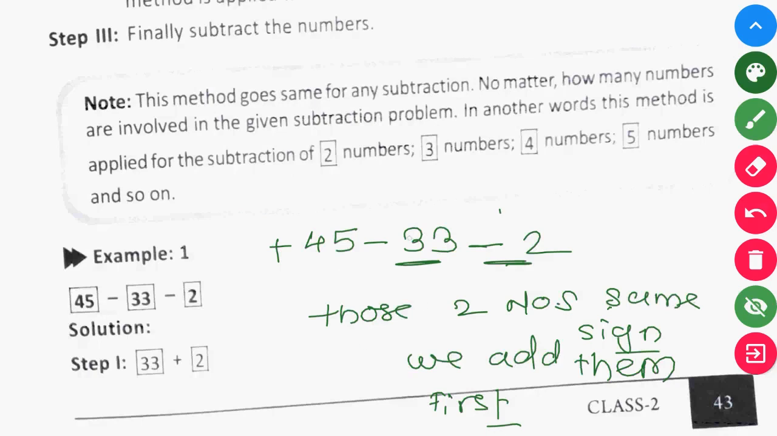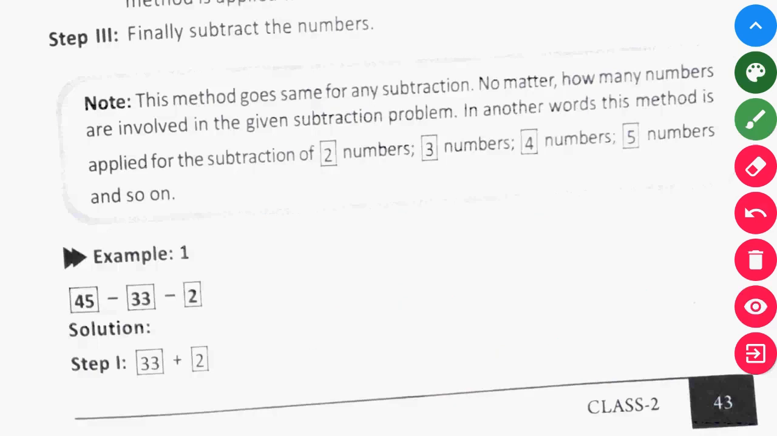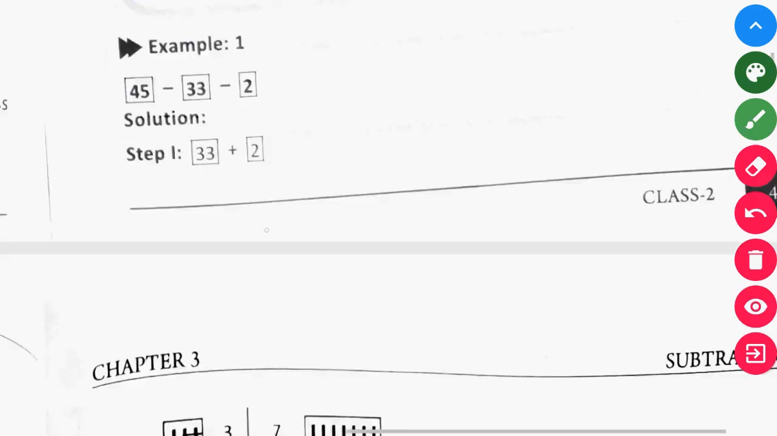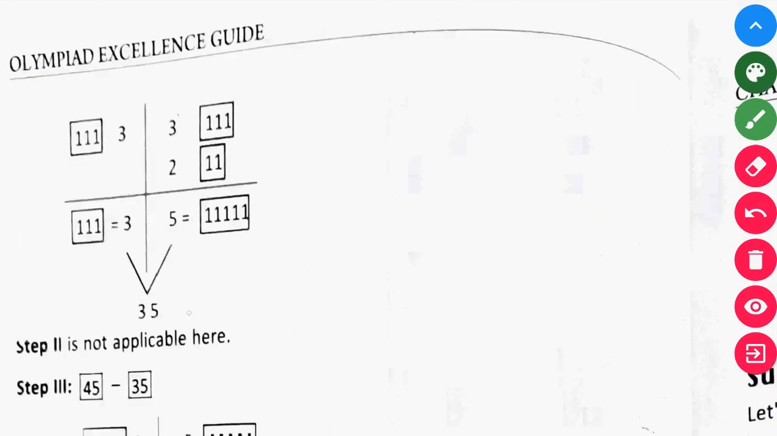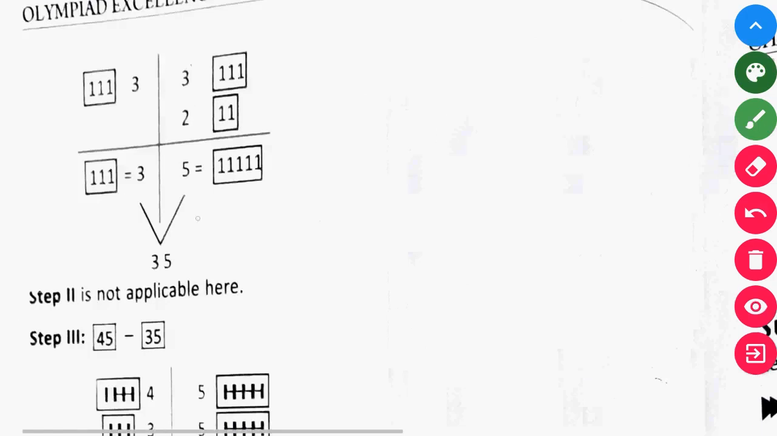So what we are going to do here, we will add these 33 and these 2. The sign will remain negative only. That means we have to subtract whatever answer we got from the 45. So the step is you have to first add 33 and 2. The method is the same, drawing the bar lines and addition of 33 plus 2, we got the answer 35.